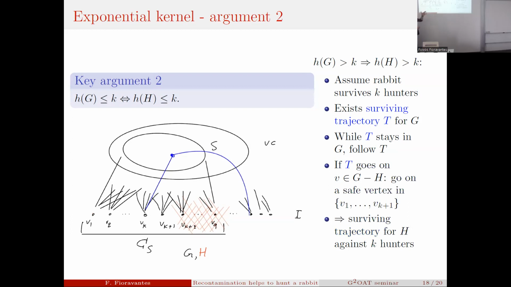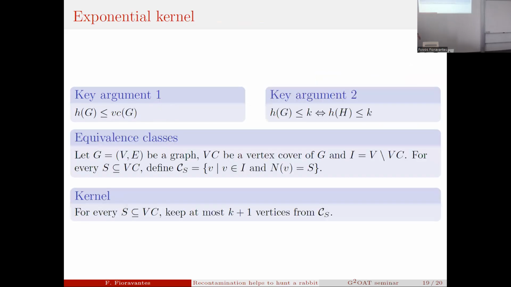Okay, so this managed to give us a surviving trajectory for the rabbit in H, completely contained in H. And now what remains to be done is look at all the subgraphs of the subsets of the vertex cover, and for each one, keep at most k plus 1 vertices. And that's basically our kernel. This, combined with the XP algorithm that was shown in the previous paper, gives us an FPT algorithm for our problem.